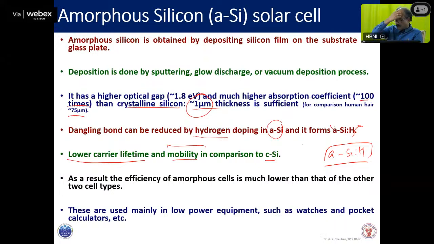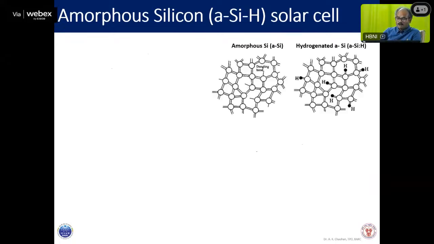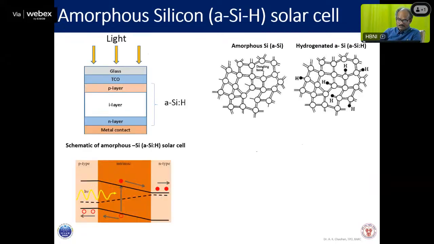You must have seen calculators where no battery is required. There is a black strip just above, and that is actually a solar cell, an amorphous silicon solar cell. So this is the same thing, amorphous silicon, where the dangling bonds are saturated. This is the typical layered structure. You have glass, then transparent conducting oxide, then P layer, then I layer, then N layer, and then metal contacts deposited.